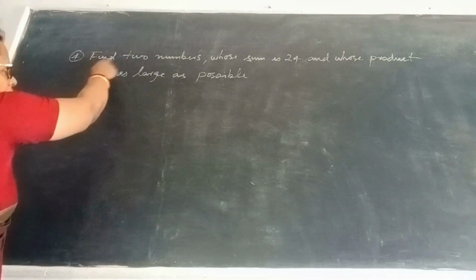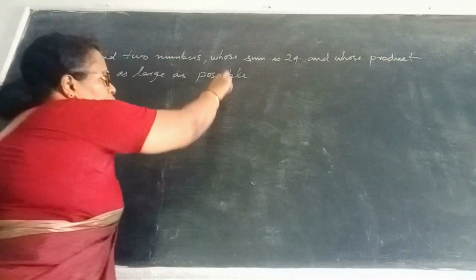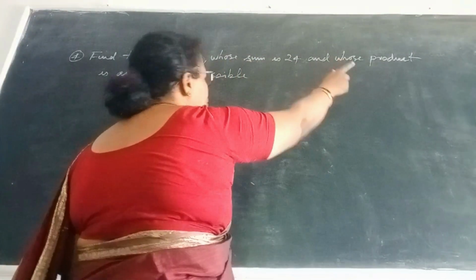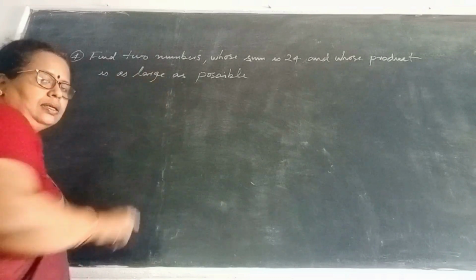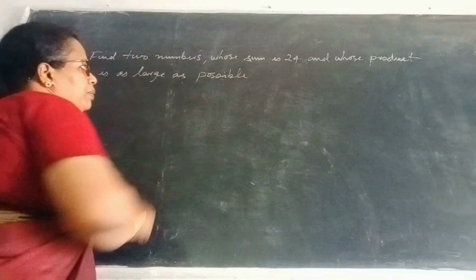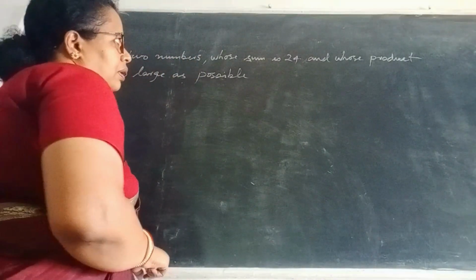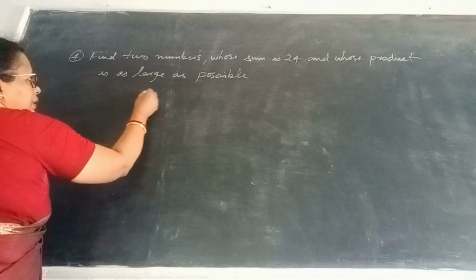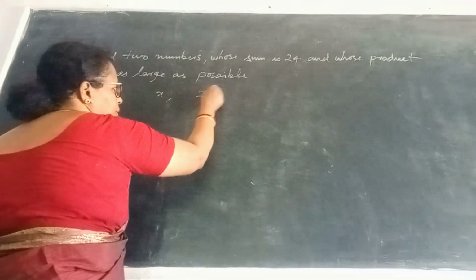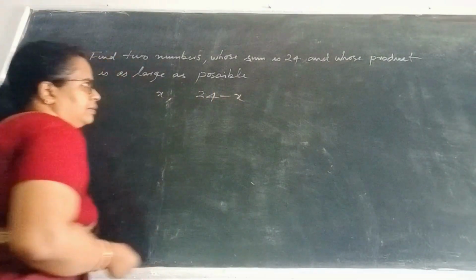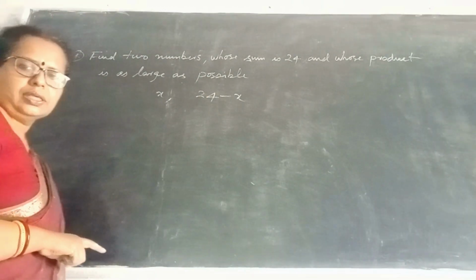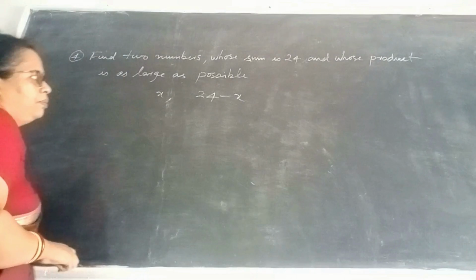Next question. Find two numbers whose sum is 24 and whose product is as large as possible. So we have to get two numbers whose sum is 24. What are the numbers? One number we will take as x, and since the sum is 24, the second number is 24 minus x. And what is the function required? Product is as large as possible means the product should be maximum.